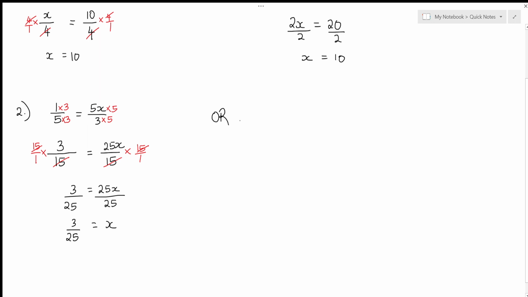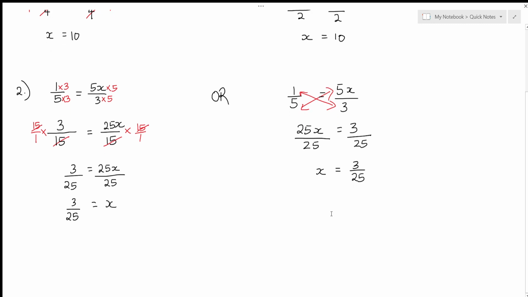Or we attempt the cross multiplication method, which is 1 over 5 equal to 5x over 3. So here we cross multiply. And we're going to have 5 times 5x, which will give me 25x, equal to 1 times 3, which would give me 3. And we divide by 25 on the left-hand side, and therefore divide by 25 on the right-hand side. And here we're going to have x equal to 3 over 25.